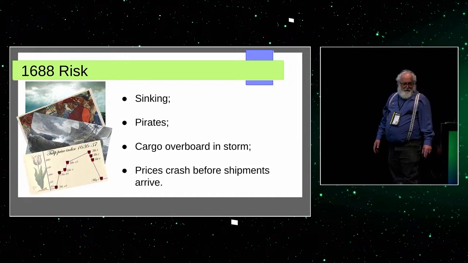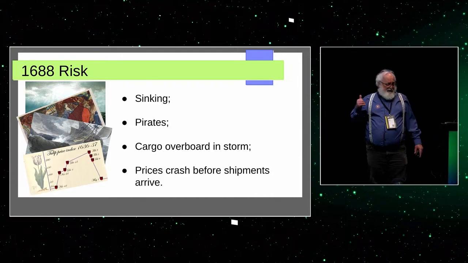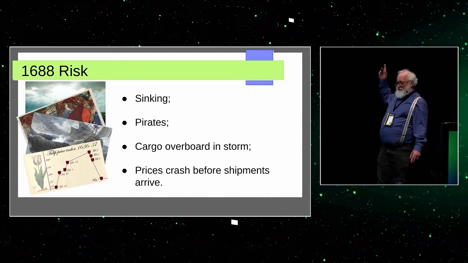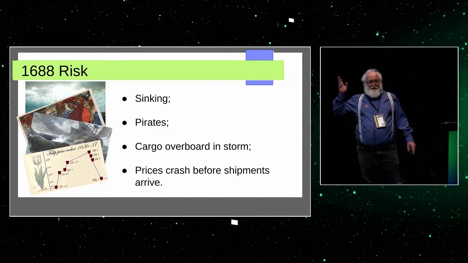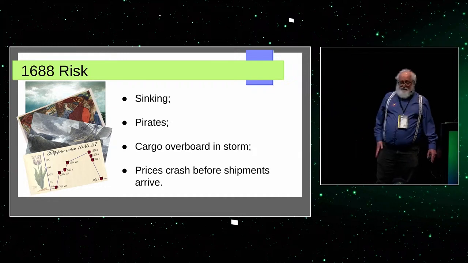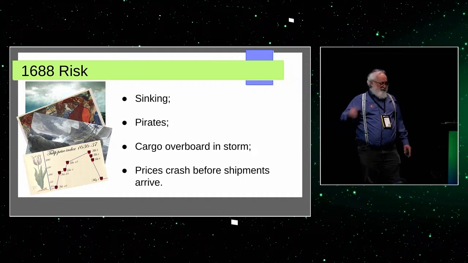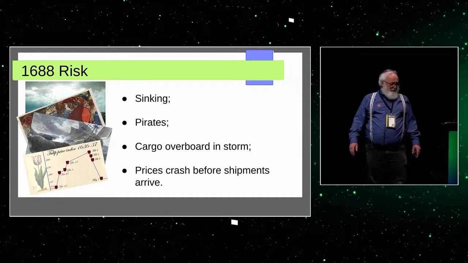And finally, the prices could crash before your product arrived. The tulip crash of 1637 is earlier than we're talking about here, but it's a good example: if you loaded a ship full of tulips in 1637 and shipped them off, by the time they got to port, the price would be worthless.